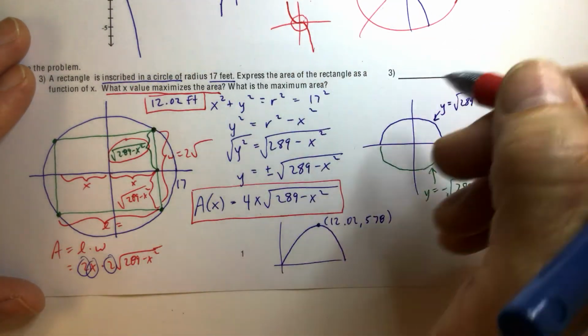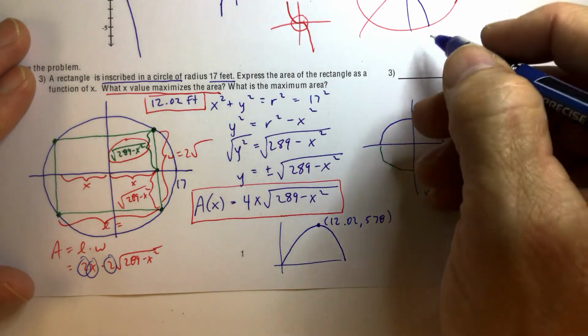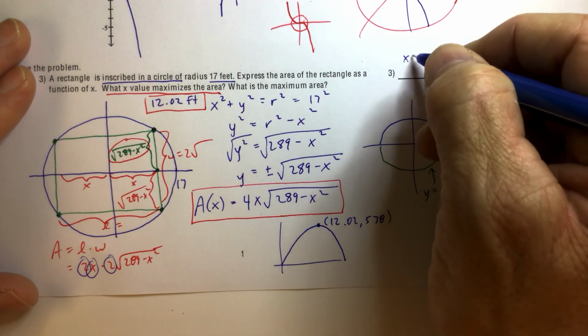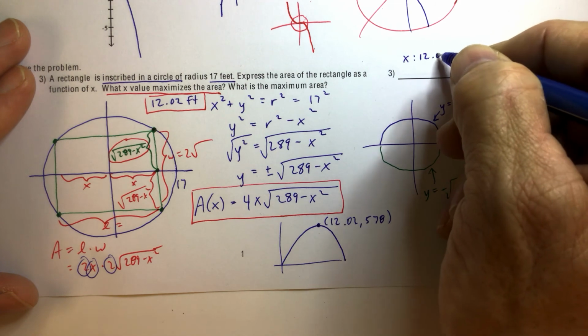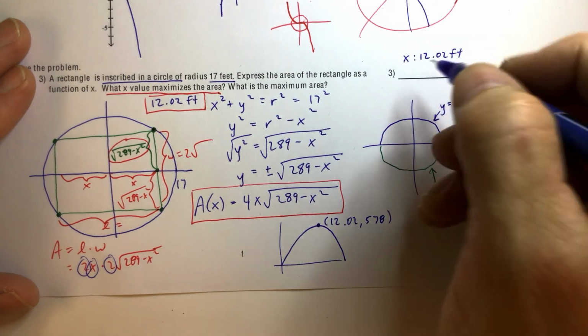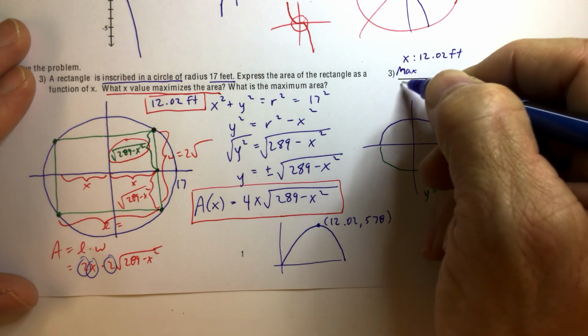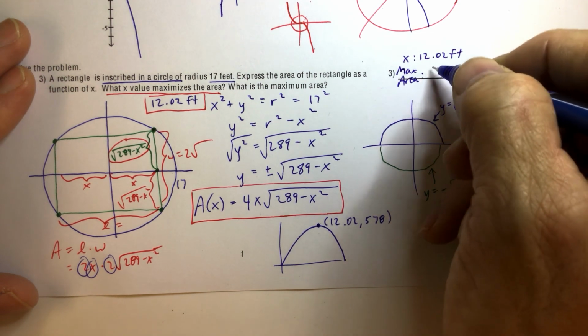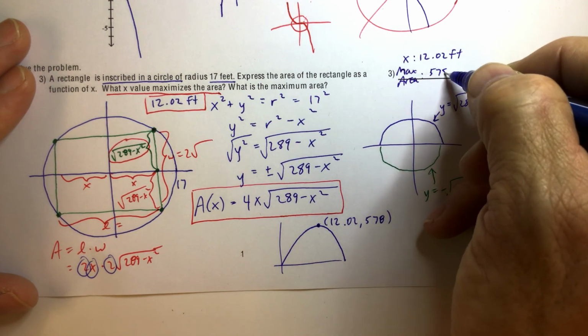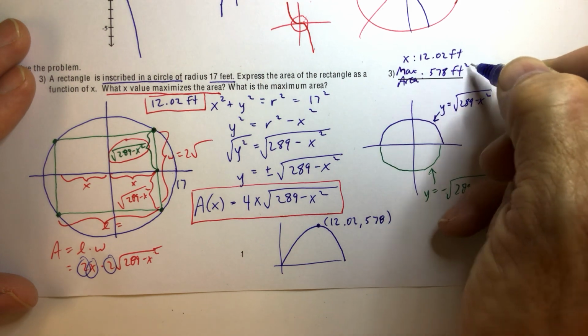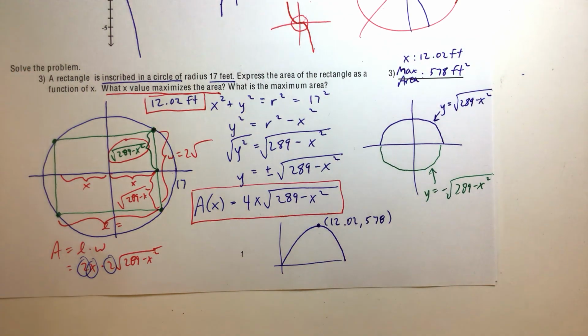And what is the maximum area? Oh, I guess I didn't notice this. So the x would be 12.02 feet. And the max area, I guess we can just write max area here. Max area is 578, be careful here, square feet. And that's how you do that kind of a problem.